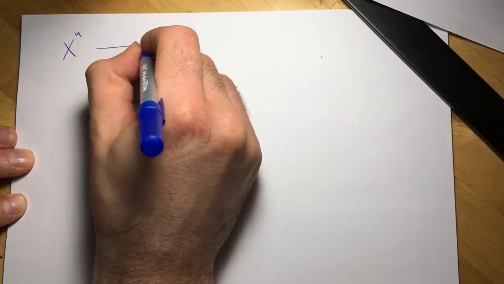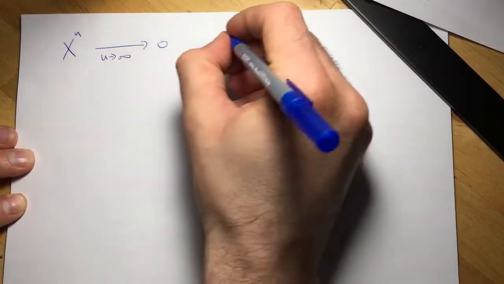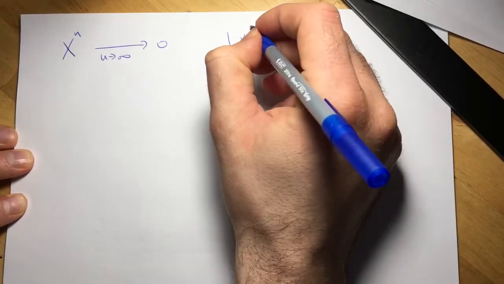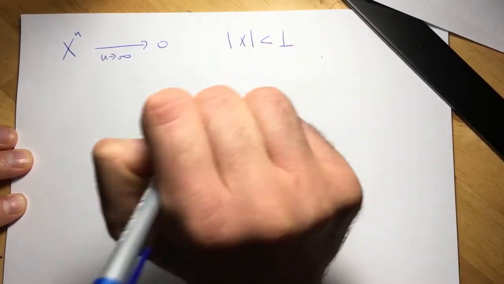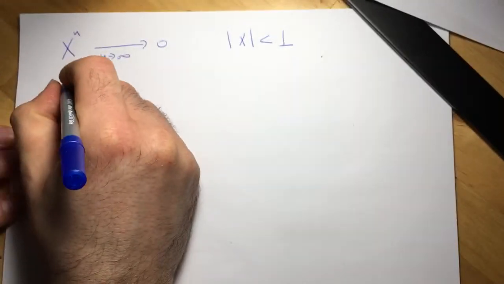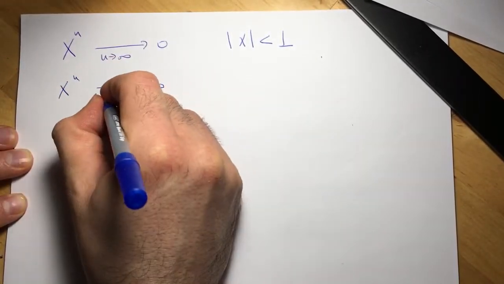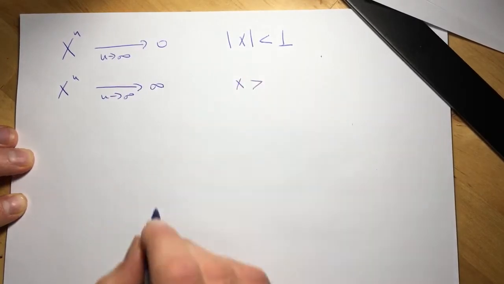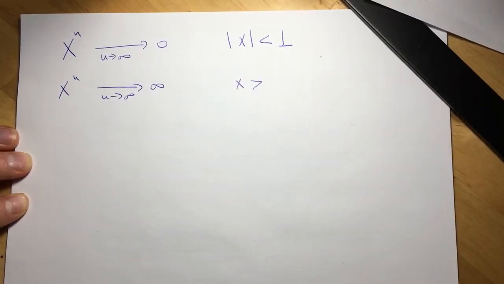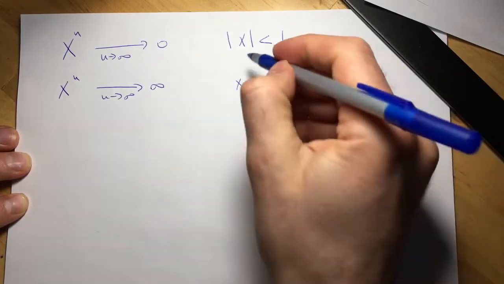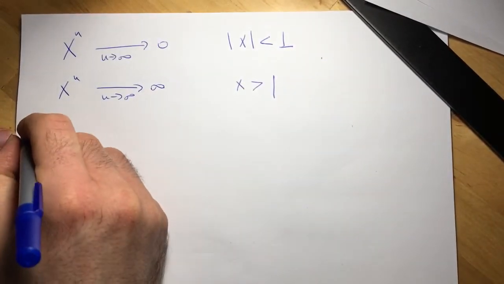We continue with determining the behavior of a sequence. Now here I want to remind you that x to the power of n approaches 0 as n goes to infinity as long as x is a value strictly between -1 and 1. And of course x^n goes to infinity as n goes to infinity if x is strictly greater than 1. Okay, so let's do a few examples.